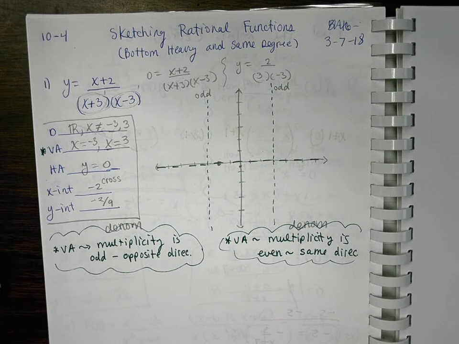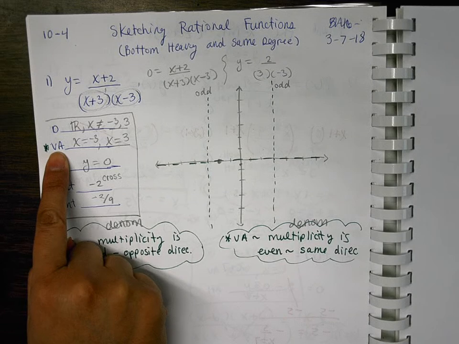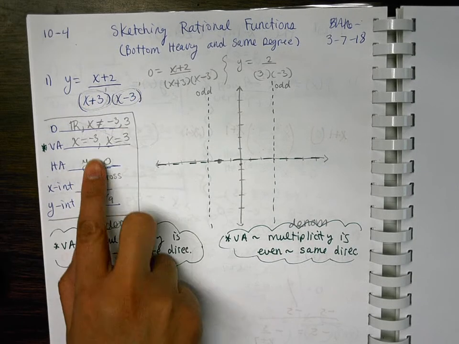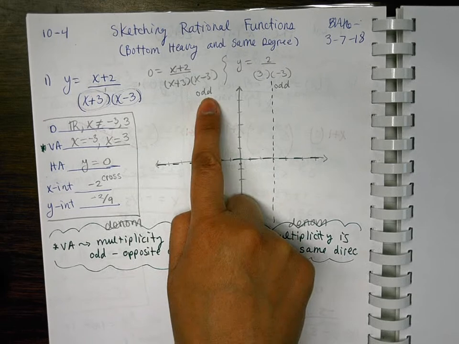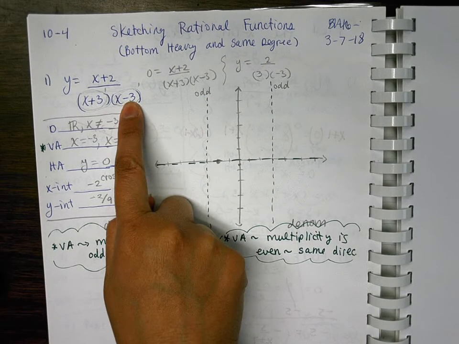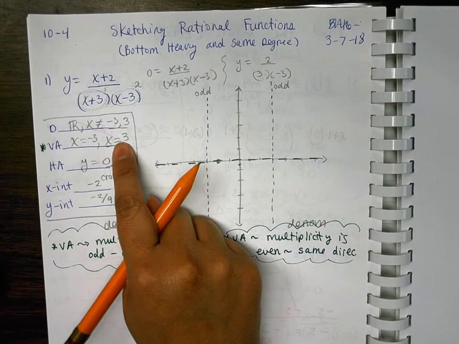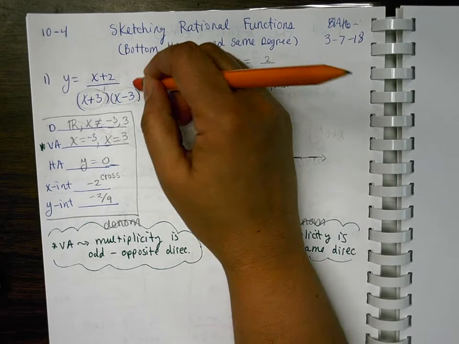I'm going to repeat that. If you didn't get it, I'm going to repeat it one more time. All right. Vertical asymptotes always come from the numerator or denominator? Denominator. So I look here. X equals negative 3 came from this one, and the multiplicity was 1, so it's odd. X equals 3 came from this one. If there had been a square here, I would say that this multiplicity is even, and I would put an even here instead of odd. Got it? Okay.